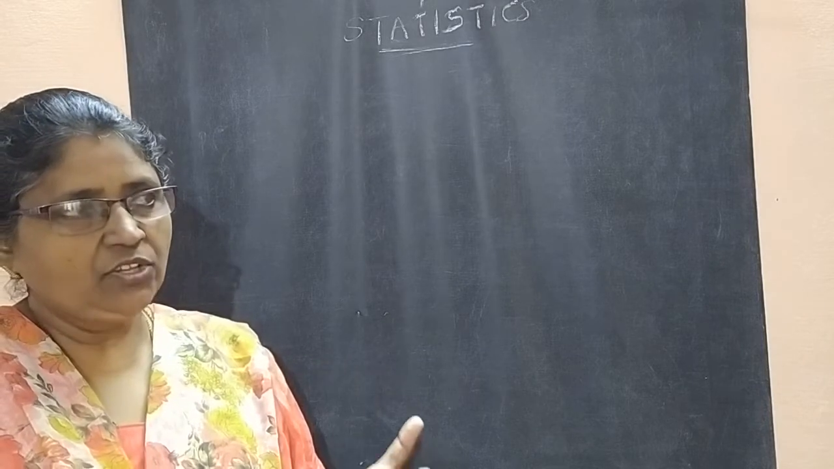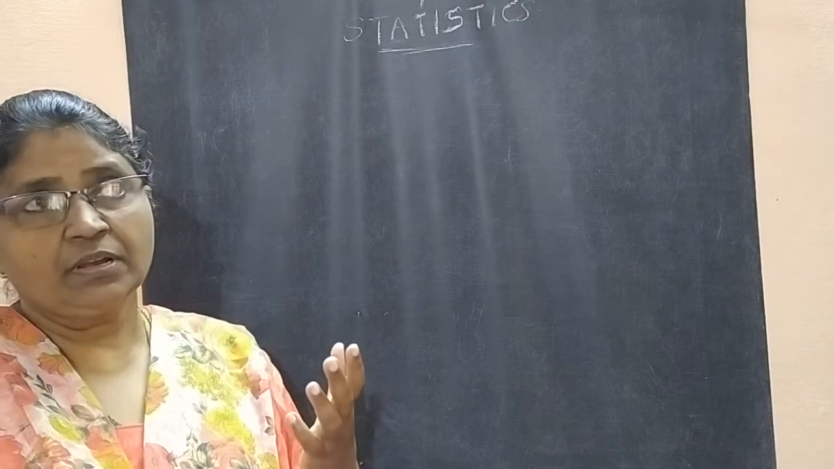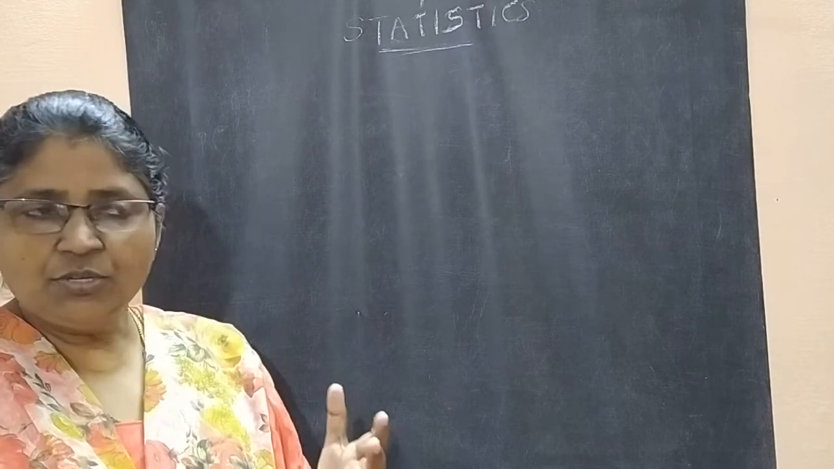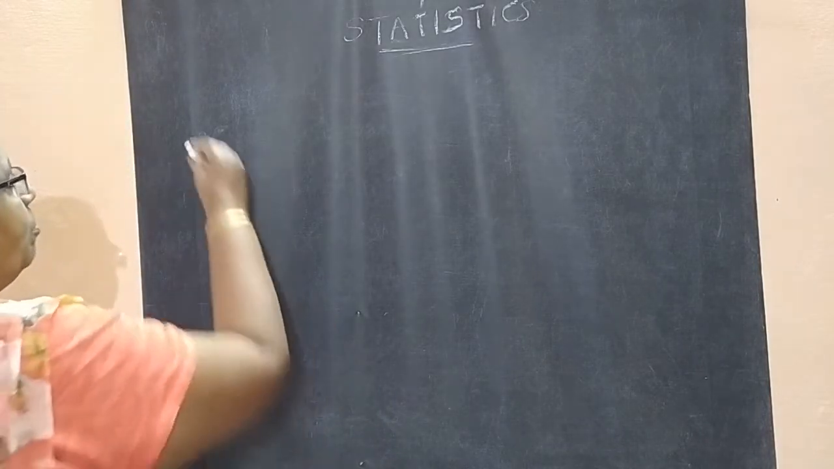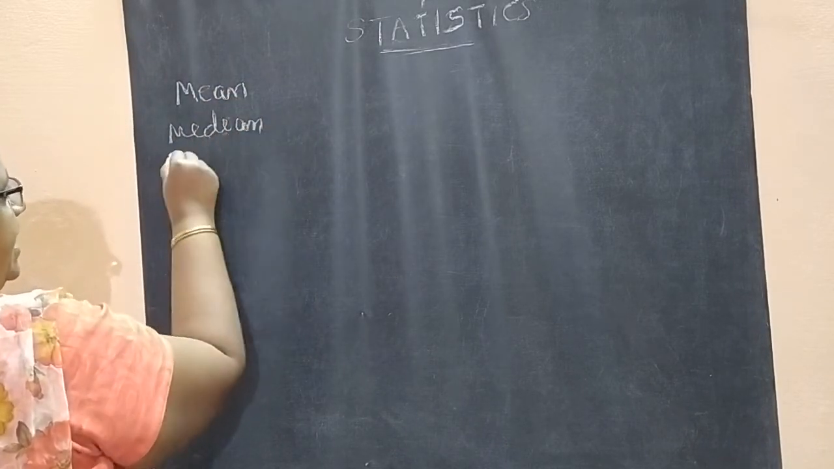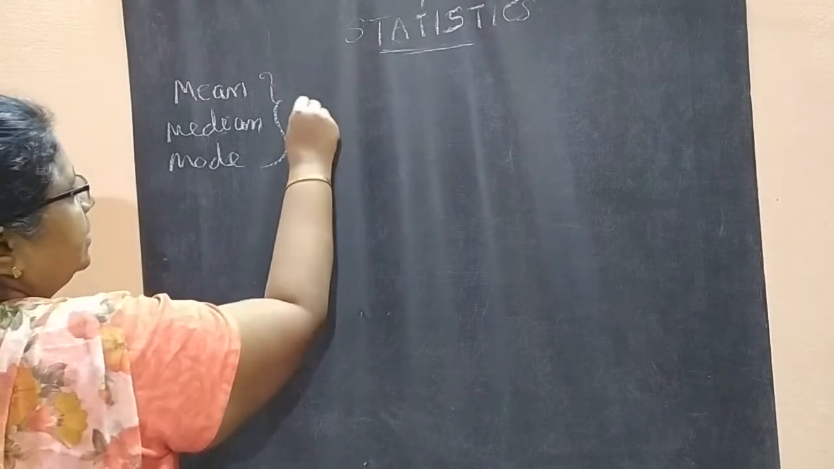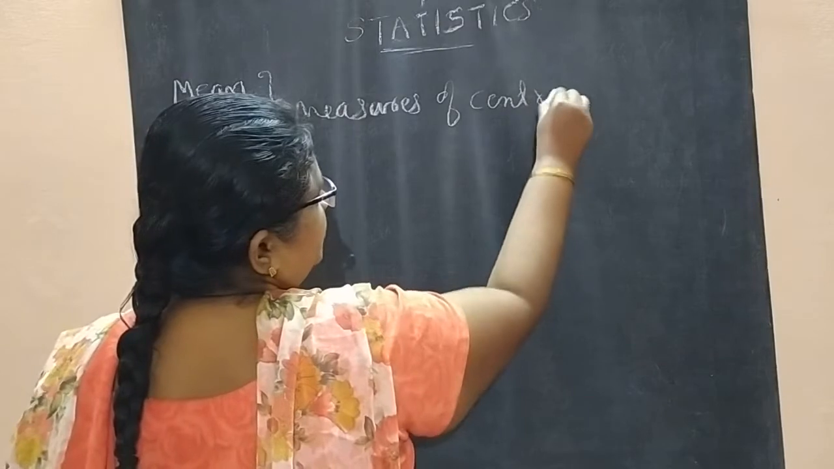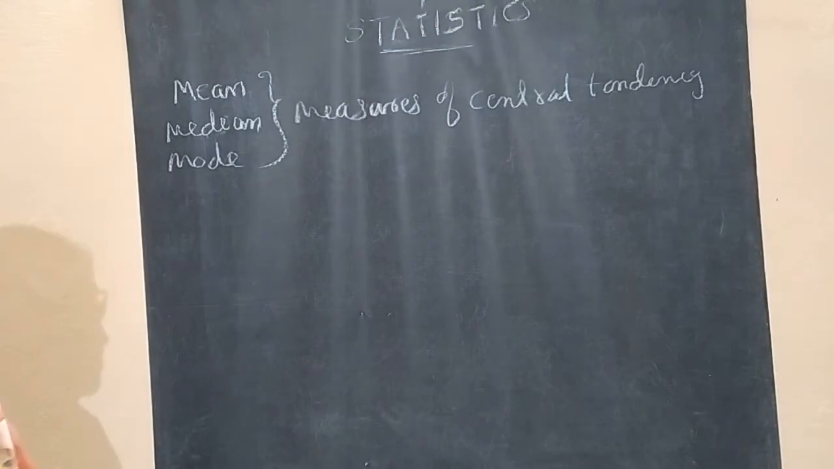When you came to the 8th, again how to prepare a distribution table. In 9th you studied again graphical representation, histogram, frequency polygon and all. And you studied three important things: mean, median and mode. In 9th class you studied mean, median and mode. These three terms are called measures of central tendency. So, which are the measures of central tendency?